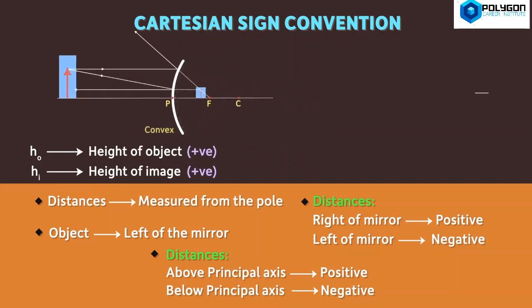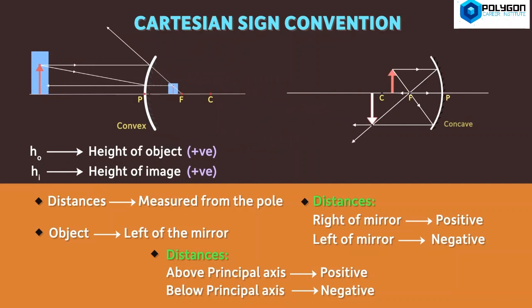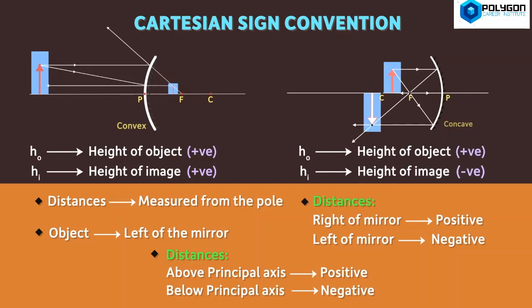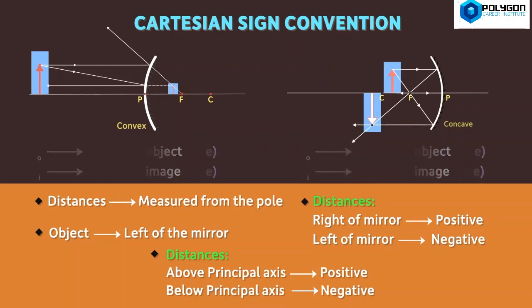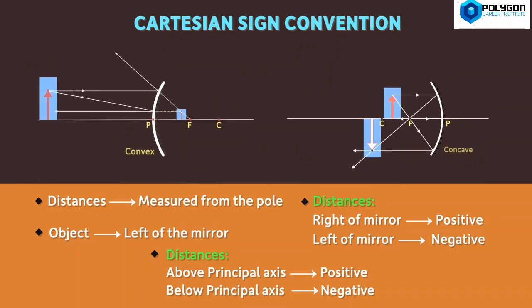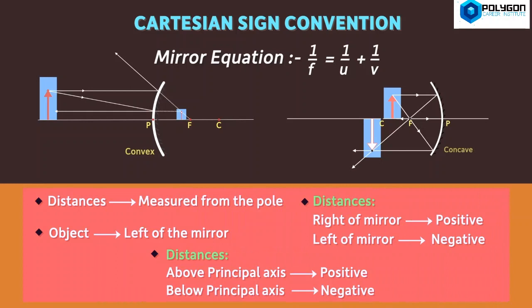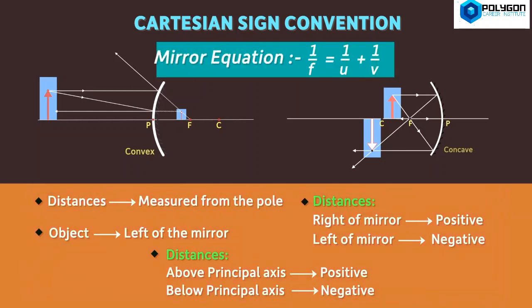Now, if this was a concave mirror and if the object was placed between C and F, then the object's height will be considered as positive, while its image's height will be considered negative as it's inverted. That's it. These were the 4 rules that we have to keep in mind. In order to use this mirror equation for any mirror, we must make sure that all these rules are being followed. In the next video, we will solve a few examples based on this equation.